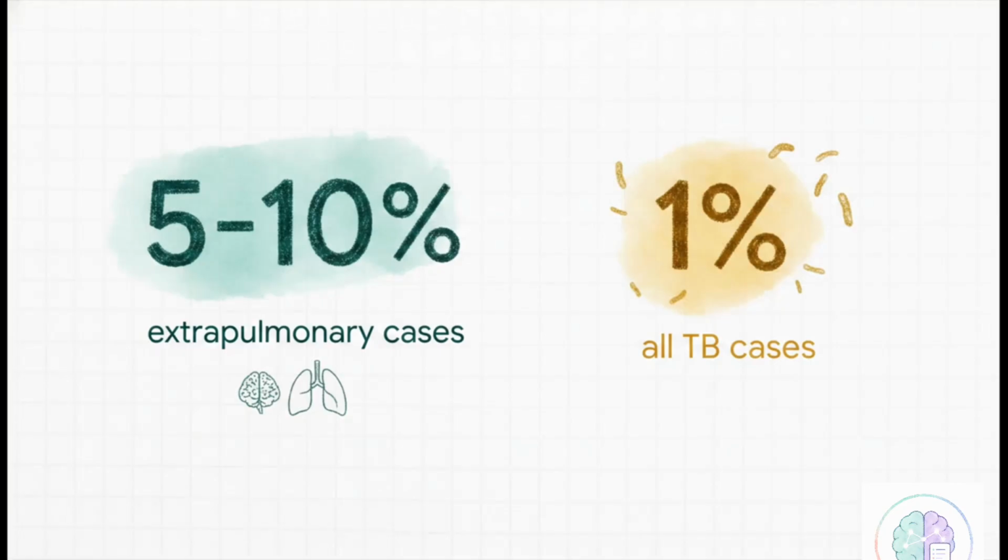So you might be wondering, where exactly does the central nervous system form fit into that massive scale? Well, CNS-TB represents roughly 5 to 10% of all extrapulmonary TB cases, meaning, cases outside the lungs. And it makes up about 1% of all TB cases overall. Now, 1% might sound relatively small, but remember those millions of cases we just talked about. And more importantly, CNS involvement represents the absolute most severe form of this disease.